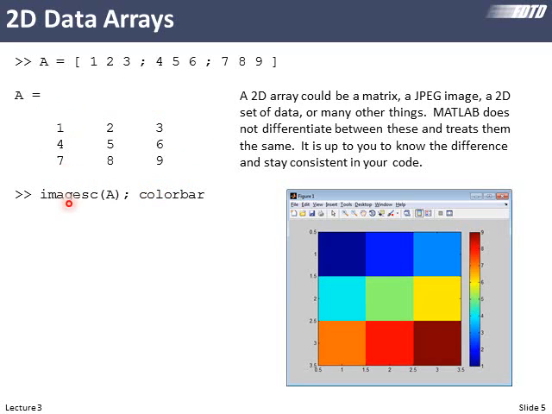And of course, we already know we can use the command imagesc to give us the values in that array. We see we have a 3 by 3 array, and each color has a certain value associated with it. And we can use the colorbar command to give us a little legend here of what color corresponds to what number.